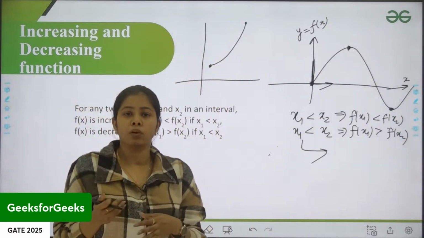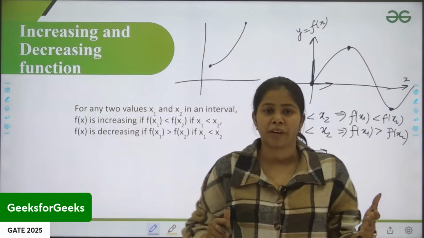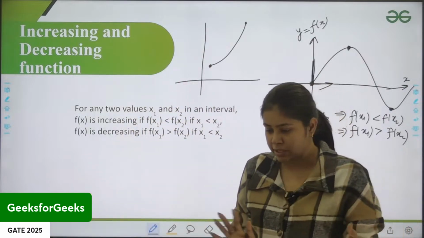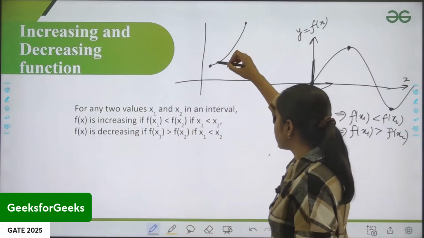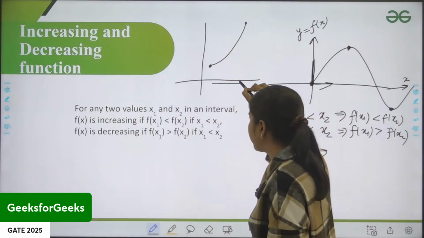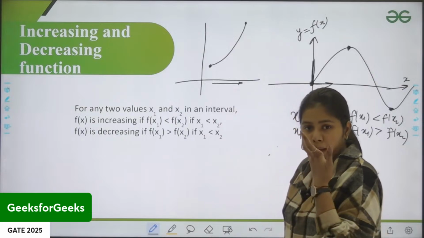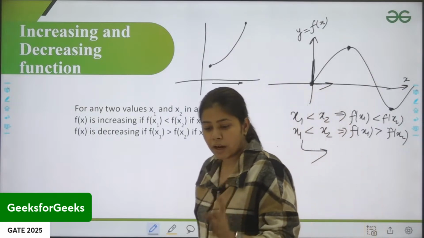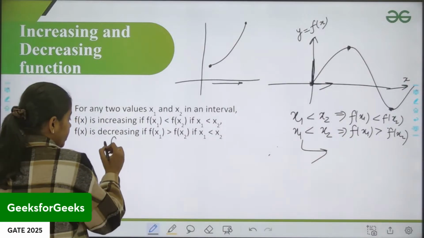So I already told you that if we move from left to right and the function's graph moves upward, then we'll say that the function is increasing. Right, Gauri, this function is an increasing function, because you can see that as I'm moving from left to right, the function's graph is moving in the upward direction. So this is an increasing function. You have to understand what an increasing function is and what a decreasing function is.